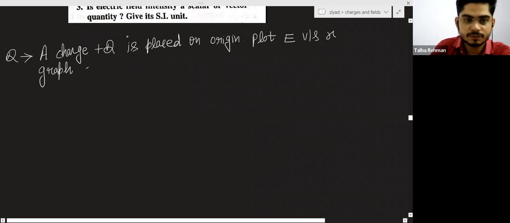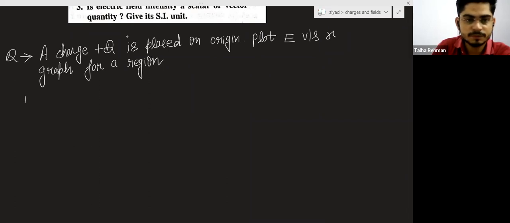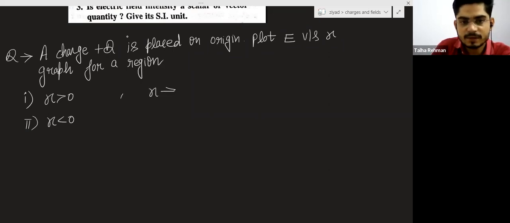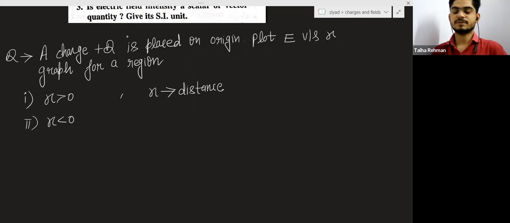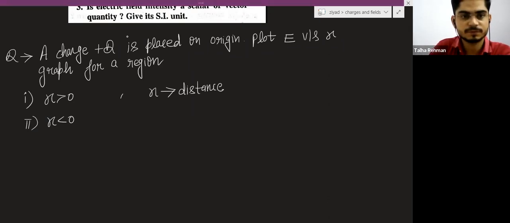for a region. Number one, if X is greater than 0. Number two, if X is less than 0. And X is the distance. So this is the question.